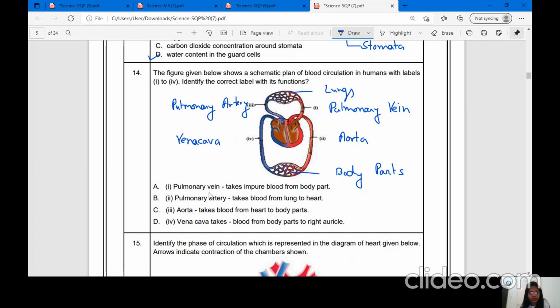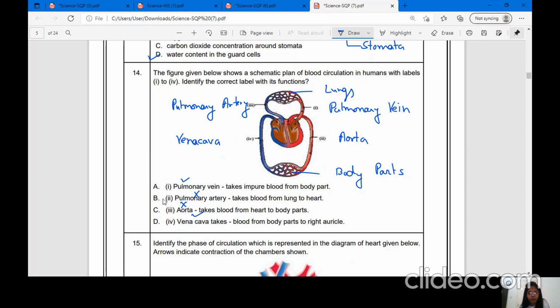Now here let us see. First of all, we will see identification. Number 1 is pulmonary veins, correct. Number 2, we have selected aorta, but here it is written pulmonary artery. So reject it. Third is aorta? No, third is pulmonary artery. What is fourth? Fourth is vena cava. Yeah, that's right. Now, we are going to concentrate.